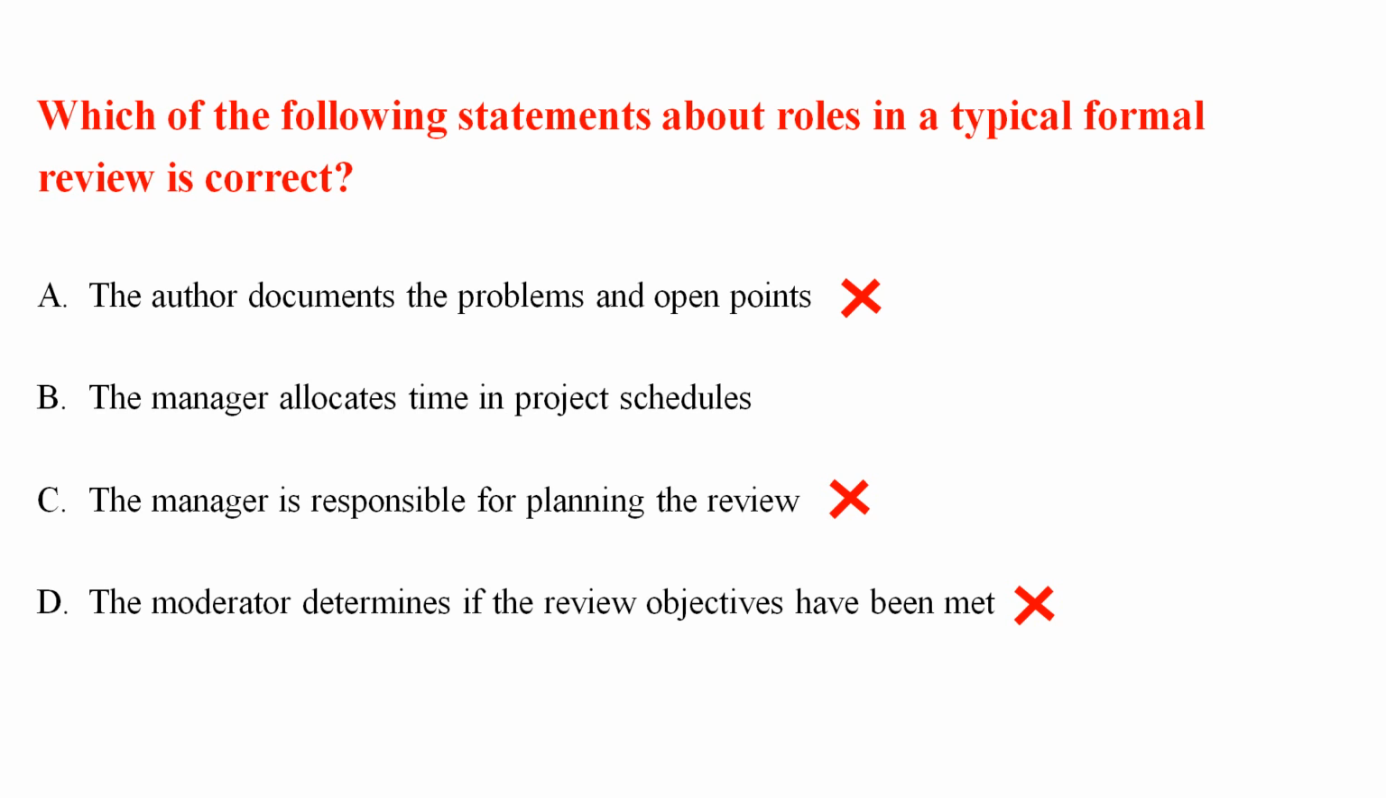The author documents the problems and open points. Who will do this? Author is not responsible for documenting the problems and open points. Scribe will do this one, not author. So, which is the correct option? Manager allocates the time in a project schedule is the correct option. Why is option A wrong? Because documenting the problems and open points is the responsibility of the scribe, not the author of the document.